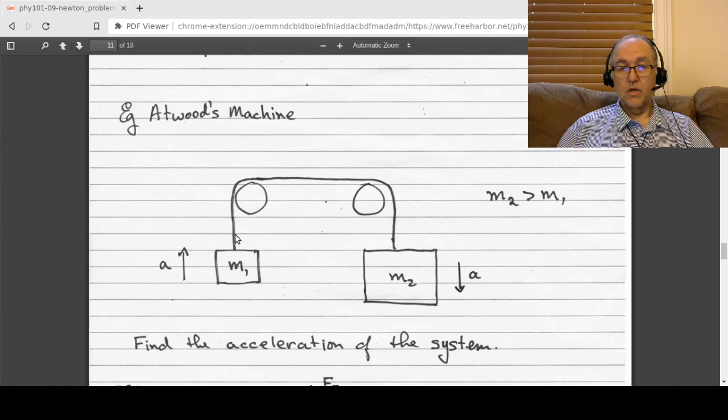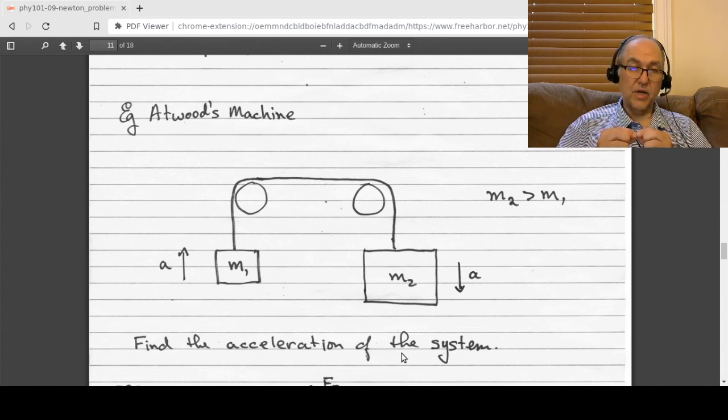Okay, so here's the string. It goes over pulley number one, pulley number two like that. Because M2 is bigger, it's going to start accelerating down. And as M2 accelerates down, M1 is going to accelerate up. Okay, so there you go. There's our situation. And the question is, find the acceleration of the system.